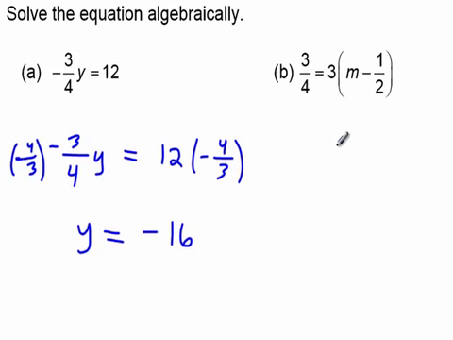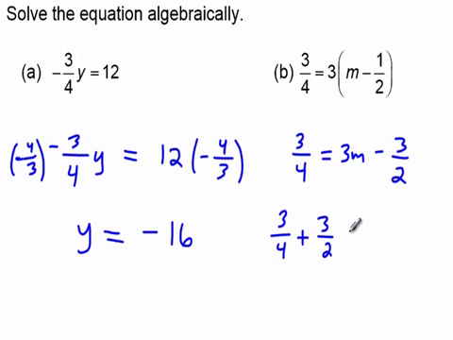Part B, we have 3/4 equals 3 times the quantity m minus 1/2. So we'll start by using the distributive property. So we have 3/4 equals 3m minus 3/2. And then to get 3m by itself, we'll add 3/2 to both sides. So we have 3/4 plus 3/2 equals 3m.